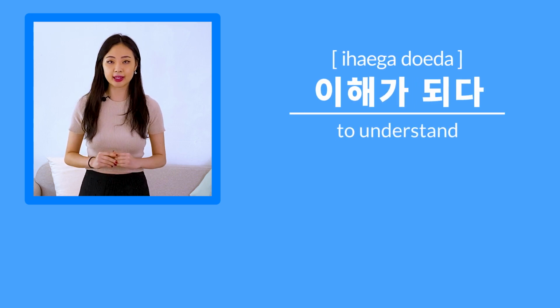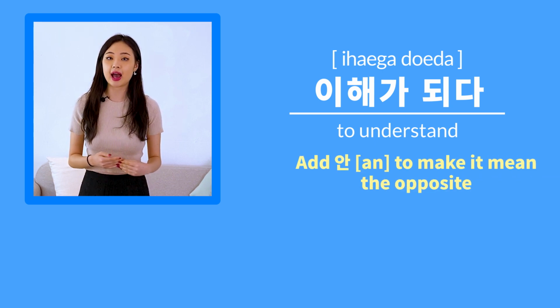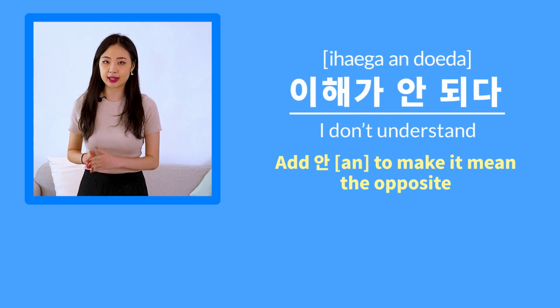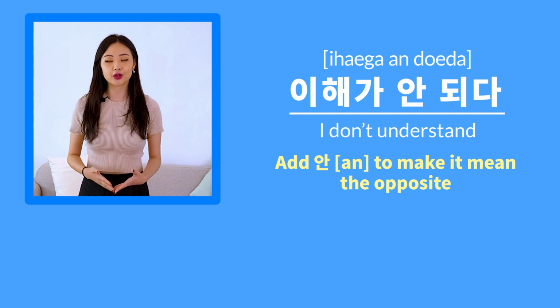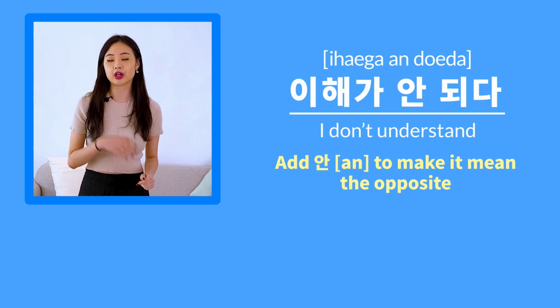In this lesson, we'll be focusing on one of the most common ways to say it. The Korean verb that will be used is 이해가 되다. It means to understand. To create the opposite, you would add the word 안. That will give you 이해가 안 되다, which means I don't understand. That is the base form of the expression. In a bit, I'll show you how to change the base form into a conversational form.